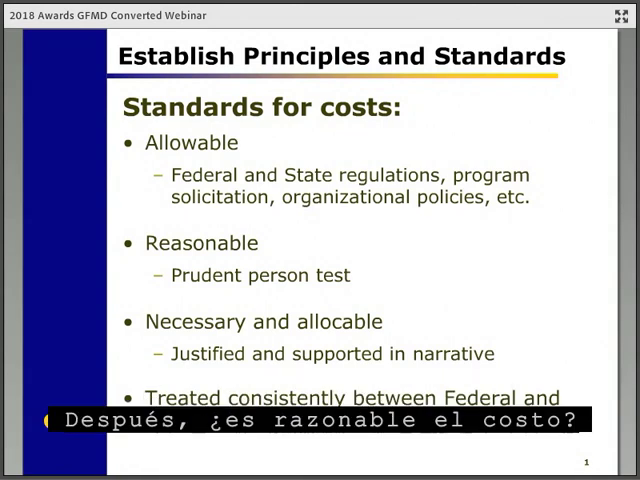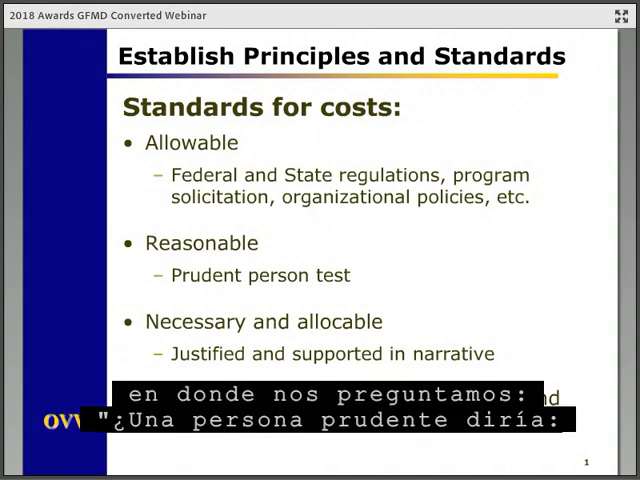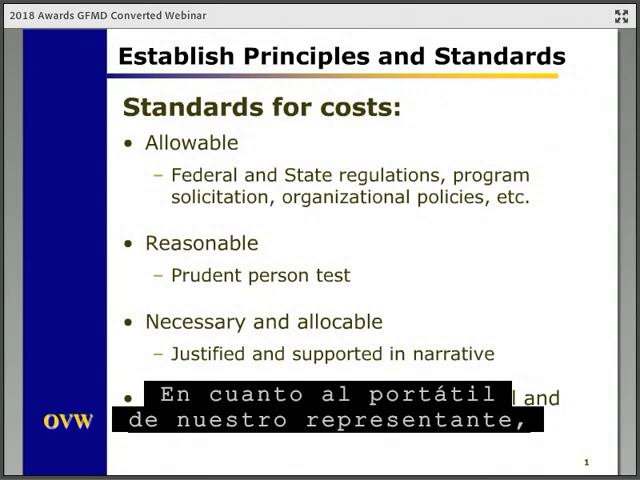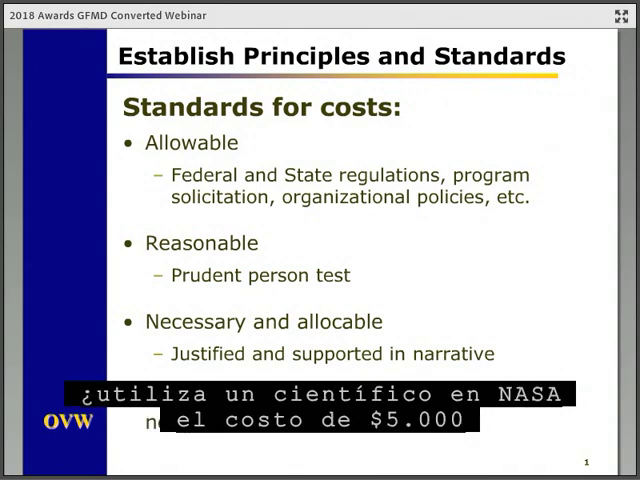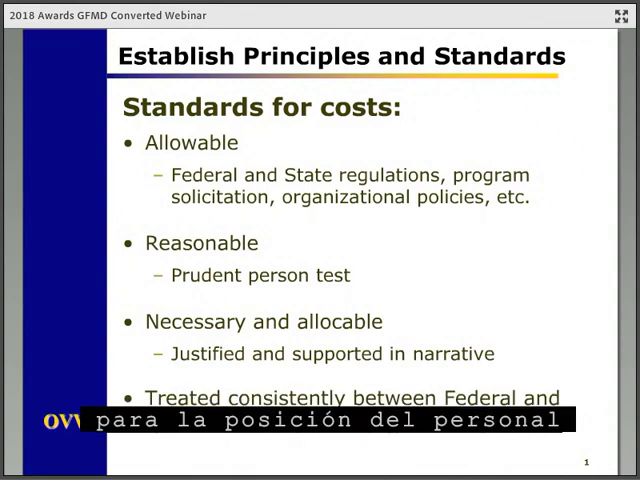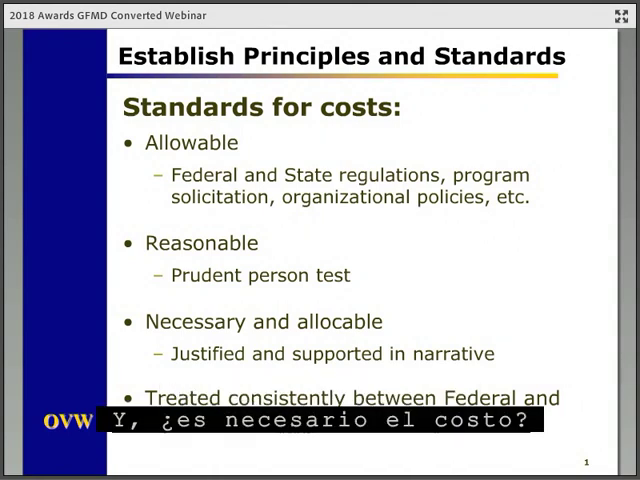Next, is the cost reasonable? We perform what's called a prudent person test, where we ask ourselves, would a prudent person say, yeah, that sounds like a reasonable cost for that item? For our advocate's laptop, is the cost $5,000 and used by scientists over at NASA to send astronauts to outer space? Or is it a reasonable cost at like $800 and perfect for the staff's position to perform their daily duties?